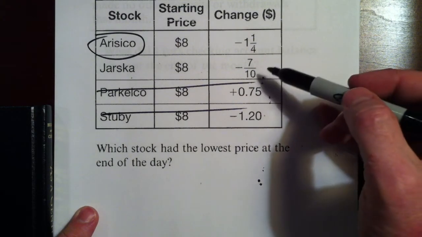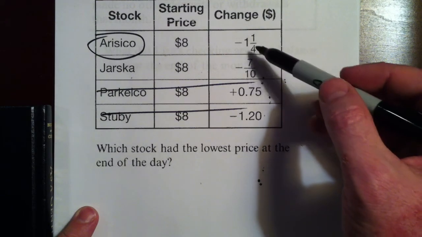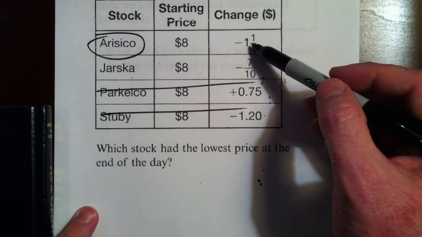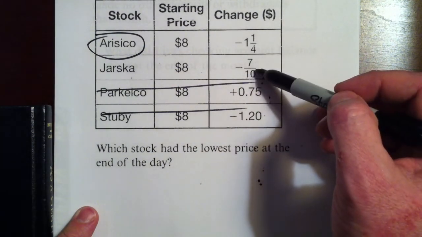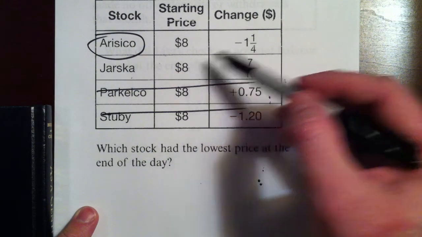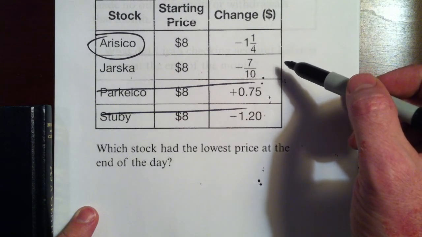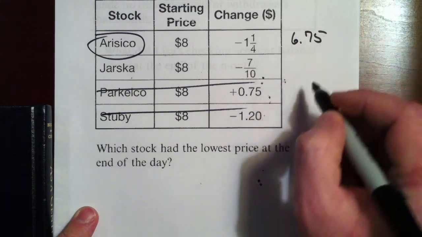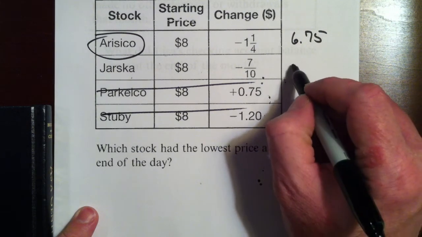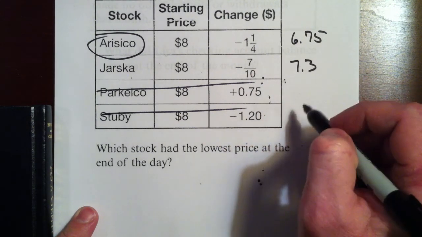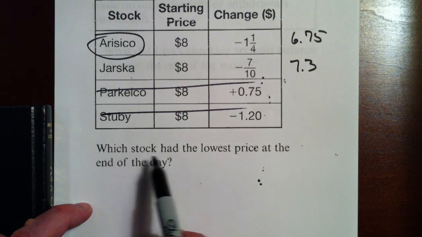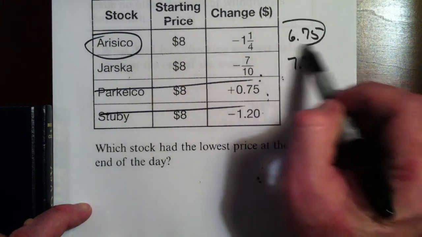Now, if you wanted to go and do this longhand, you could by changing this to a decimal and subtracting that amount from 8. Same you could do here, subtract that amount from 8, and you would come out with, for this one, 6.75, and for this one, 7.3, and just take my word on it. And again, the answer was, which stock had the lowest price at the end of the day? Right there.